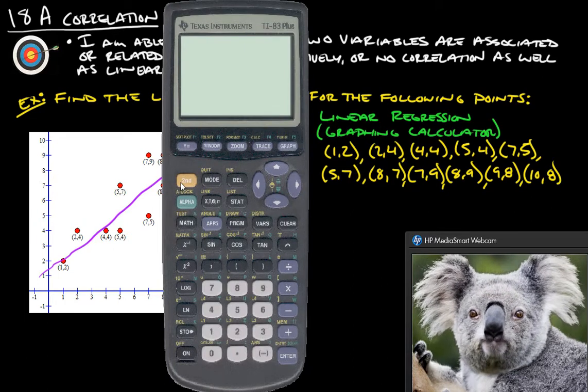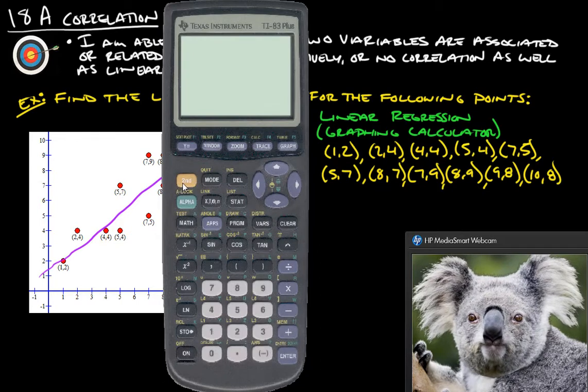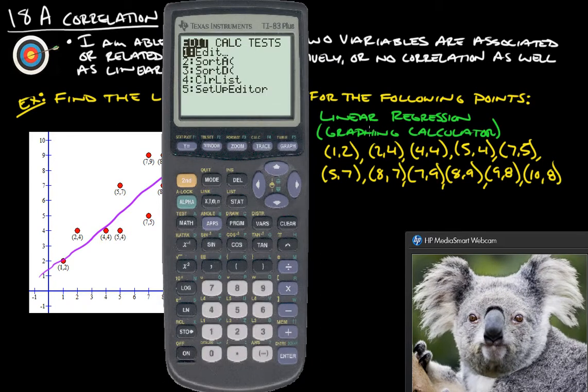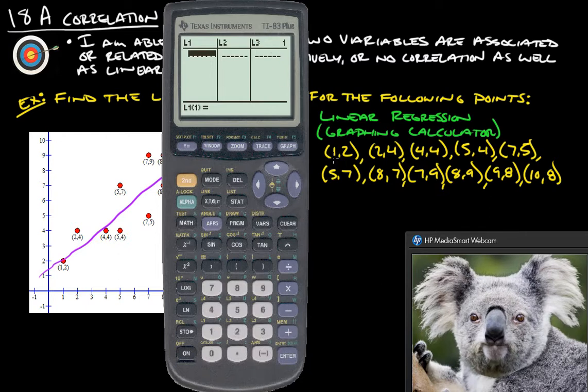So what you want to do on your graphing calculator is turn it on first. There we go, and then you're going to hit the stat button. Okay, so you hit stat, and what we want to do is enter new information in. So we want to edit. It's already highlighted for edit, so we're going to push enter, and it's going to give you a bunch of lists. We want to put all the x values in the first list and all the y values in the second list.